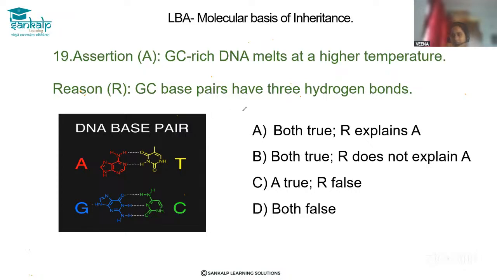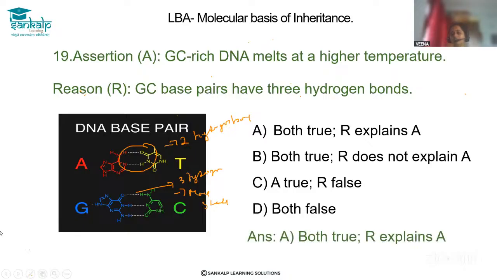Dear students, already we have discussed this question, right? So already you know that AT-rich regions have two hydrogen bonds, and GC-rich regions have three hydrogen bonds, right? So the assertion, GC-rich DNA melts at a higher temperature, is true because it is more stable, so it needs a higher temperature. And GC base pairs have three hydrogen bonds. Yes, both the assertion and reason are correct here. So the correct answer is A, both true, and R explains A.